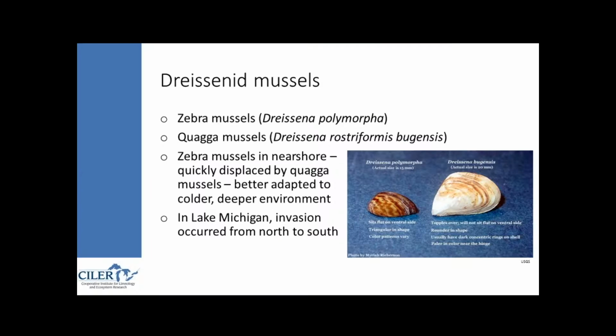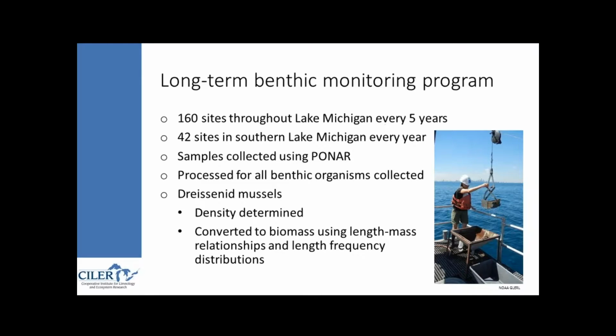So as many of you probably know, dreissenid mussels are invasive species. They were introduced in the Great Lakes in the late 1980s, and the zebra mussels came first and proliferated throughout the nearshore area in the lakes, and were quickly displaced by the quagga mussels, which are better adapted to the colder, deeper environments. And in Lake Michigan specifically, we see the progression advance from north to south.